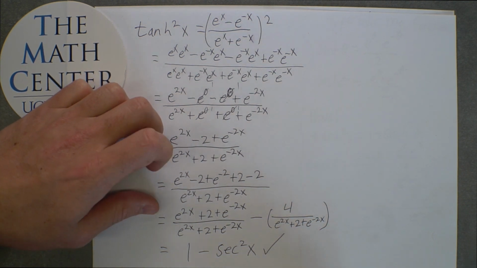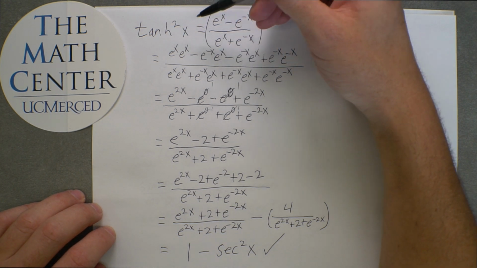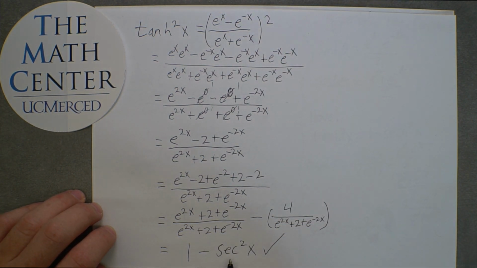There you have it. We have proved that tanh squared of x is equal to 1 minus sech squared x.